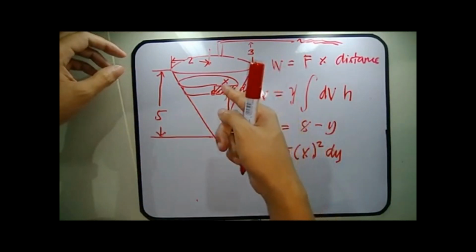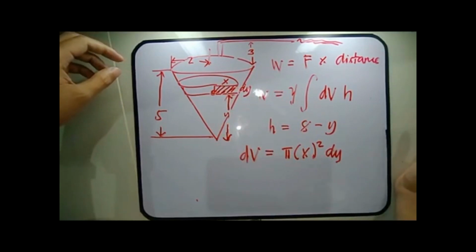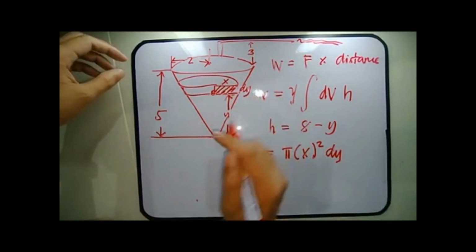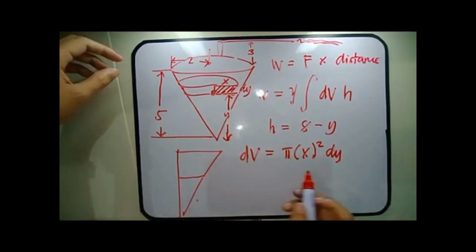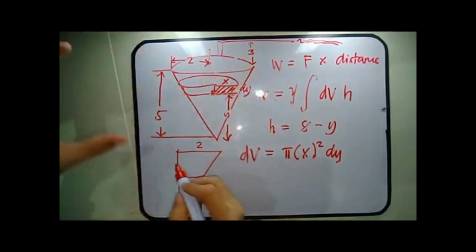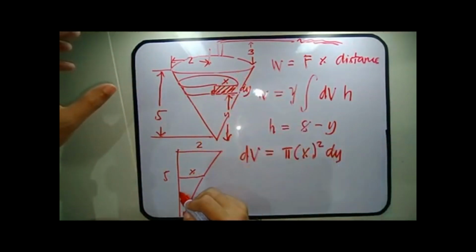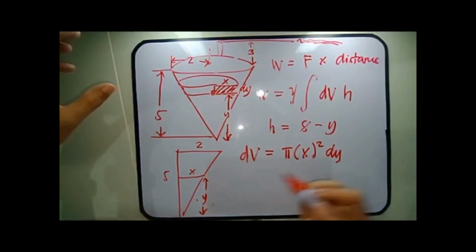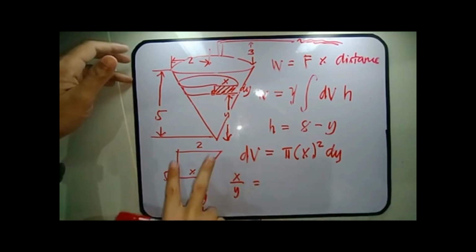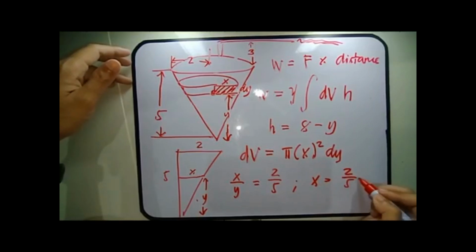Then kunin natin yung x in terms of y because we have here differential of y na variable. So in terms of y, dapat yung x para isang variable lang in the right side. So you use ratio in proportion. So this top, so this is 2, radius niya 2, then height niya is 5. So this is x and this height is y. So by ratio in proportion, we can say that, so x over y equals, we have here 2 over 5. Therefore, x equals, so 2/5 y.